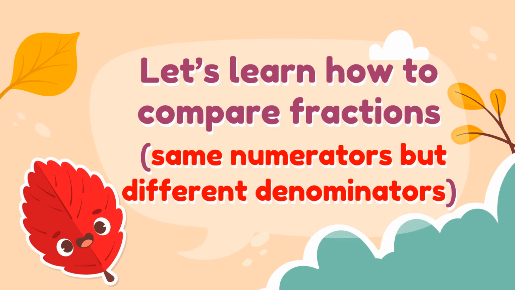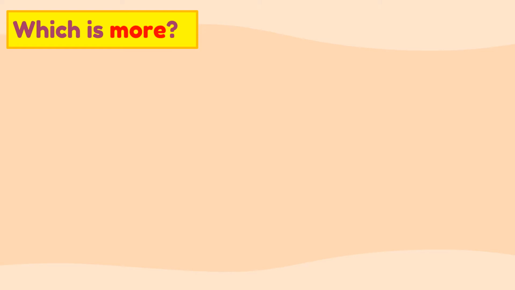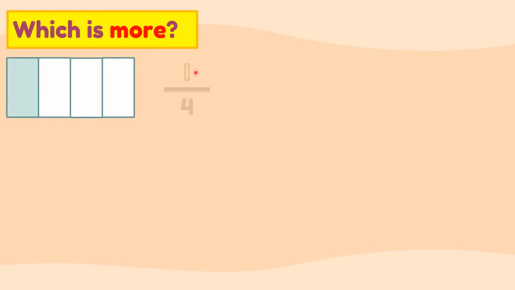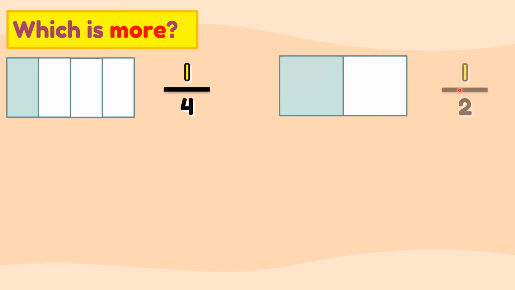Let's learn how to compare fractions with same numerators but different denominators. Now, let's find which is more. Look at the first fraction, 1 over 4. The second fraction is 1 over 2. Now, let's look at the numerators and denominators. These two fractions have same numerators but different denominators. How to compare the fractions?